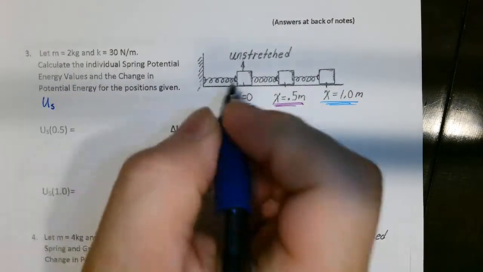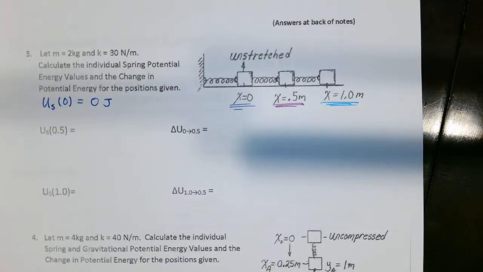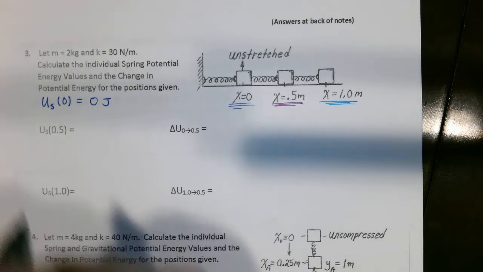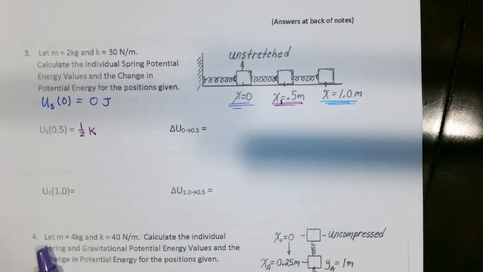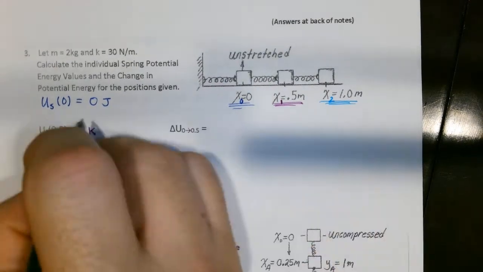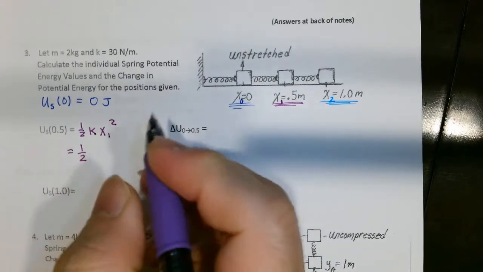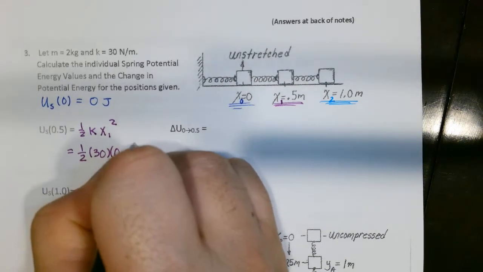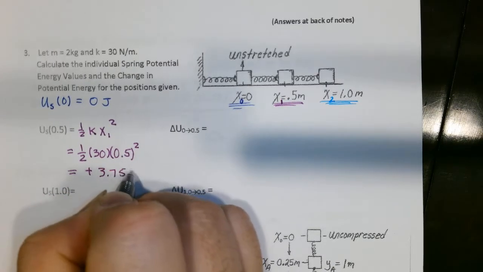Obviously, the potential energy of the spring at 0 is 0 joules. So that's pretty easy. But what about the spring at 0.5? Well, that is 1/2 times k. We'll call these x0, x1, and x2 so that we have some distinction here. So x1 squared. Therefore, 1/2 times k, which is 30 newtons per meter, times 0.5 squared is what we should have. And if you work that out, you'll get something like positive 3.75 joules.